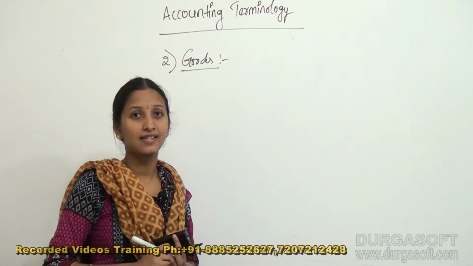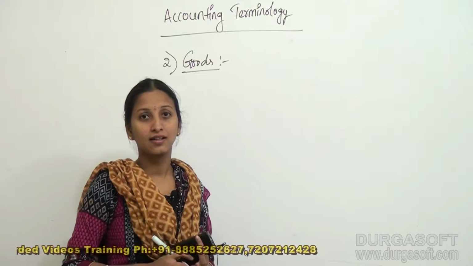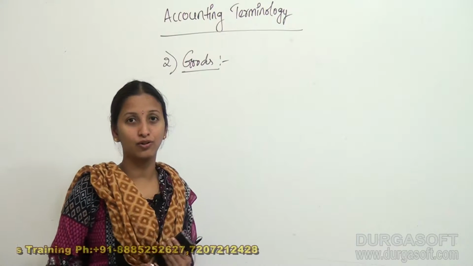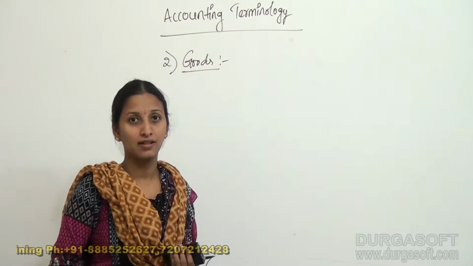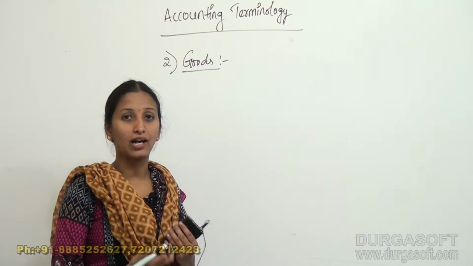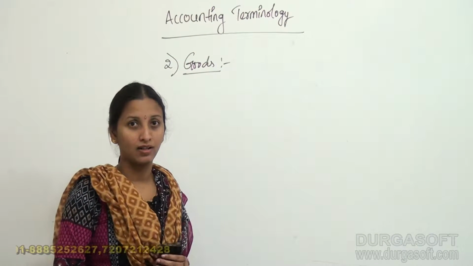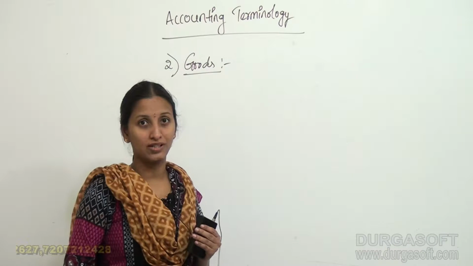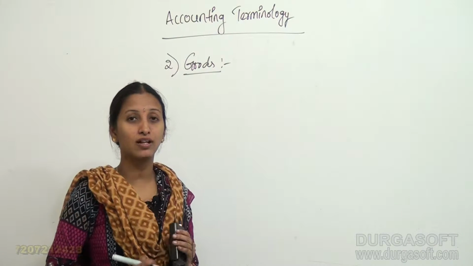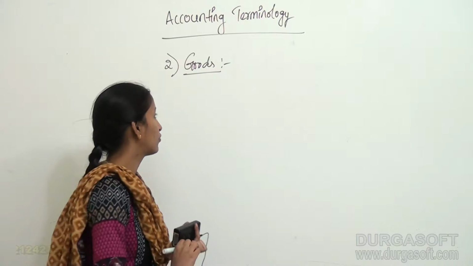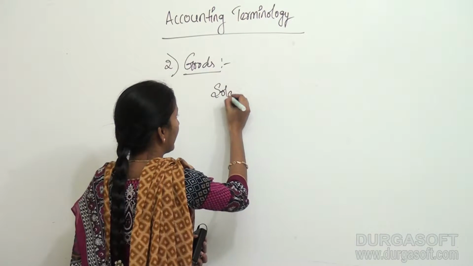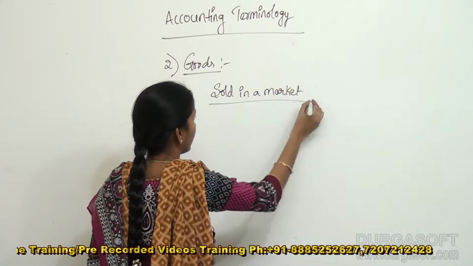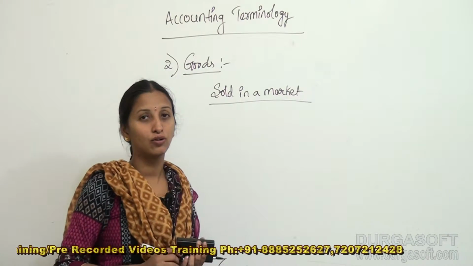The next one is goods. Goods means, if we are taking the goods for our personal use, those are not called goods. Goods are those which we have to bring and sell in a market. Whichever things we are selling in a market, those type of things are called goods.